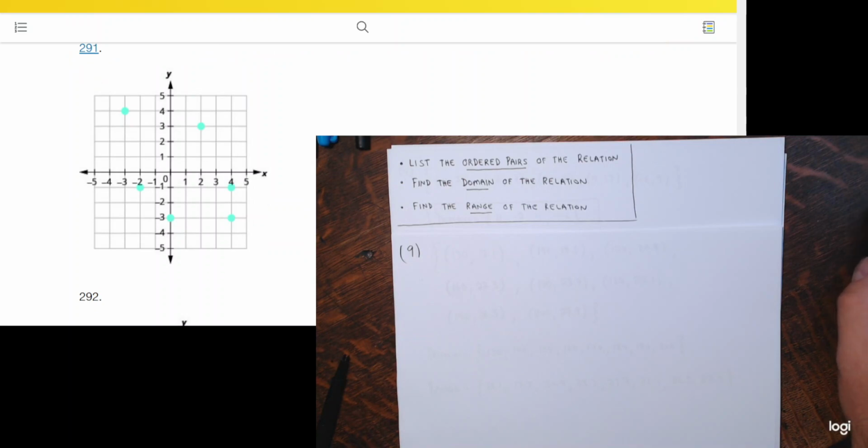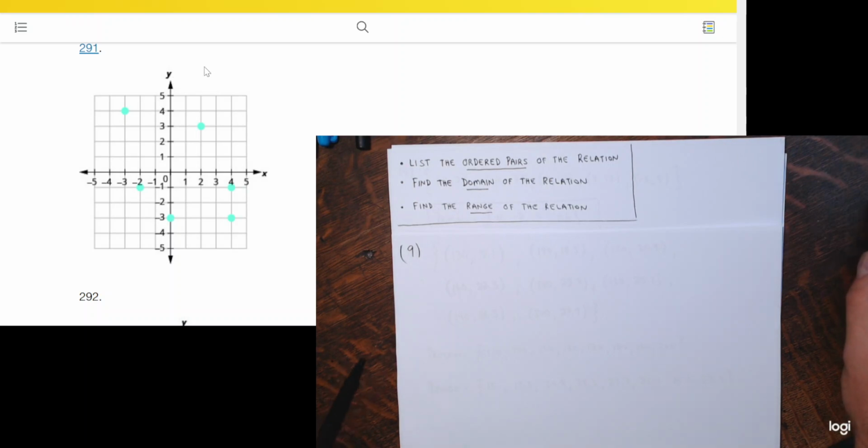Now, I hope you can see these little light green points on the graph that represent the ordered pairs. I'm hoping you can see those. And they're telling us the horizontal axis represents x values, so first coordinates of the ordered pairs. The vertical axis is the y axis, representing the y values, the second coordinates of the ordered pairs.